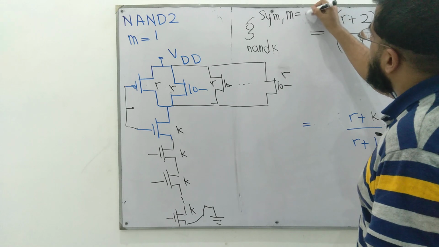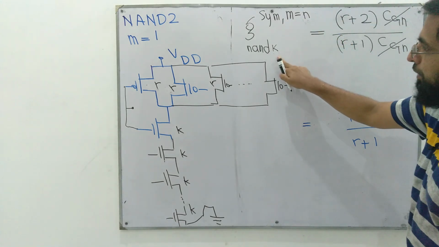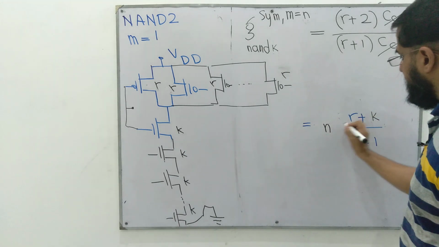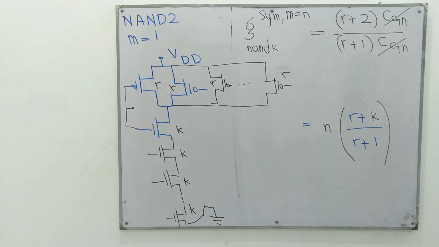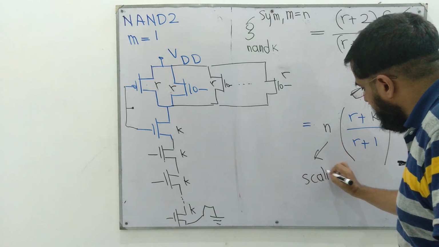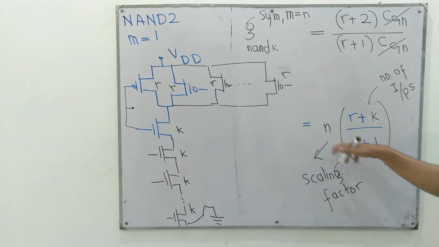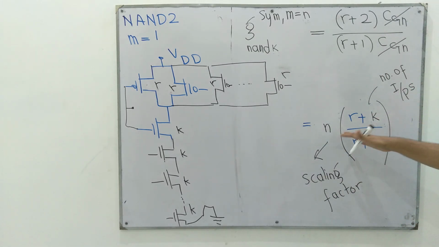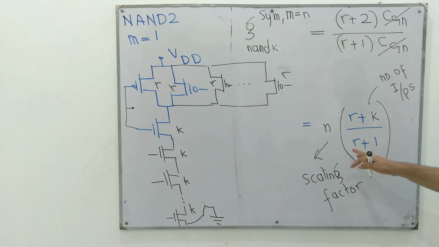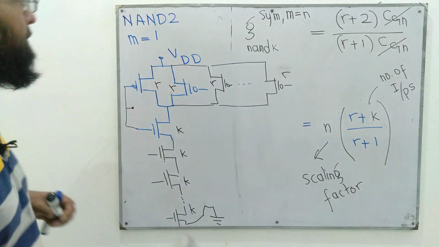So making everything general for scaling factor N and for K inputs, this is like this. It's a pretty general expression where K is the number of inputs and N is the scaling factor. For N scaling factor and K number of inputs, this is the logical effort of a NAND gate. So we have made everything general.